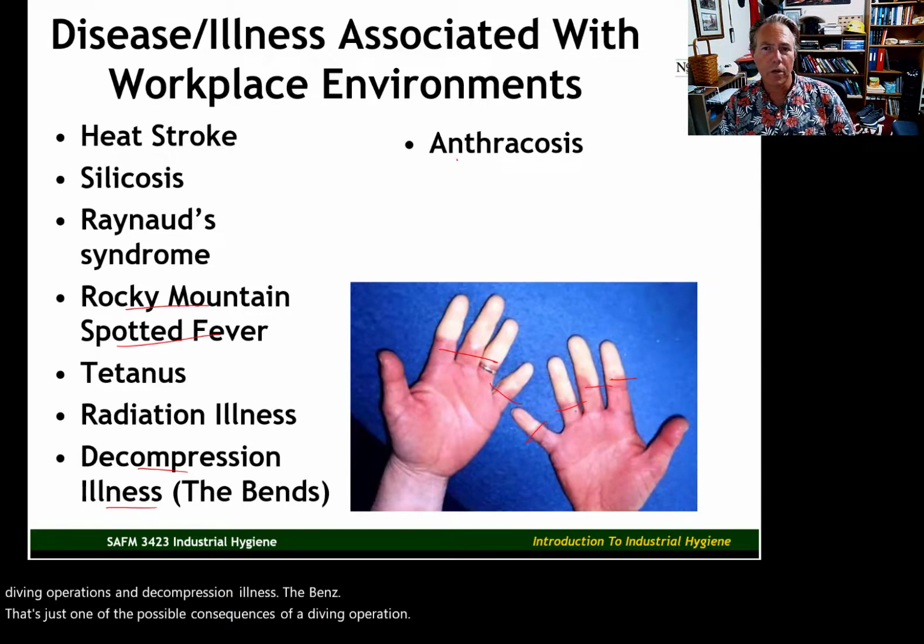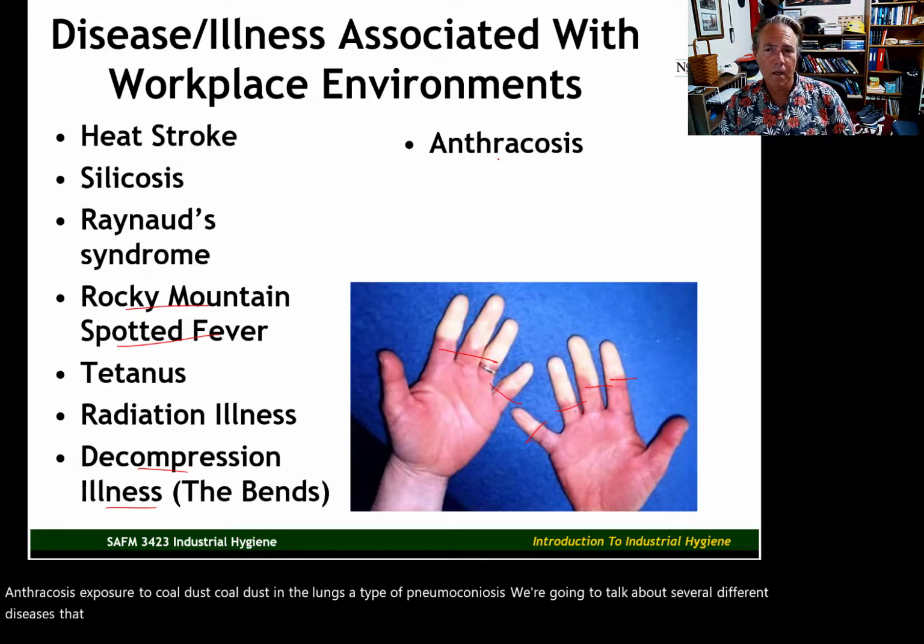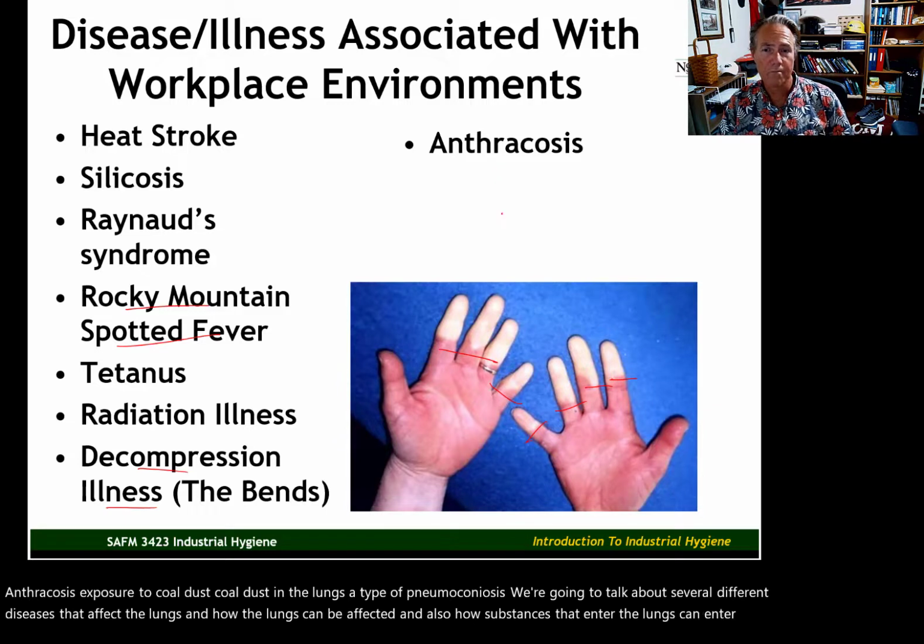Anthracosis, exposure to coal dust in the lungs, a type of pneumoconiosis. We're going to talk about several different diseases that affect the lungs, and how the lungs can be affected, and also how substances that enter the lungs can enter our bloodstream.